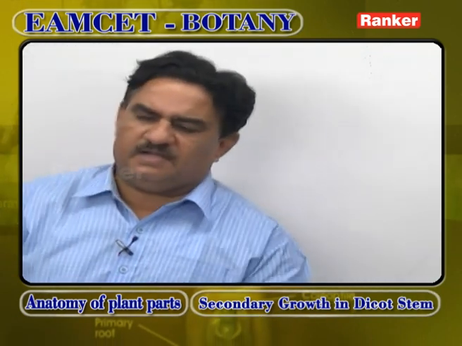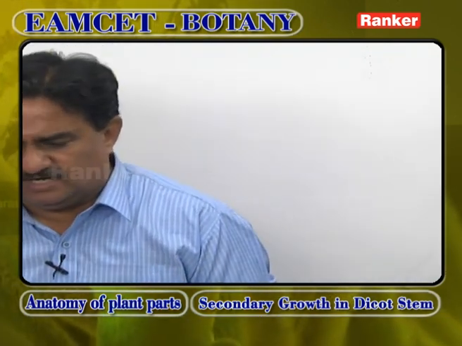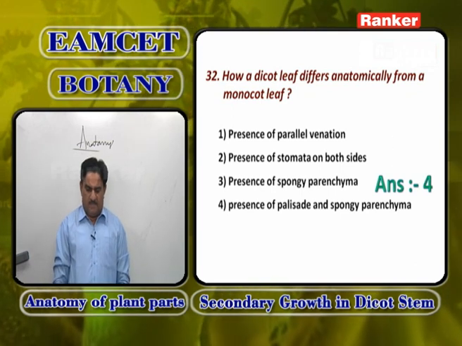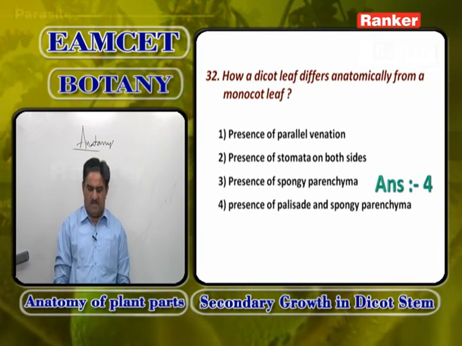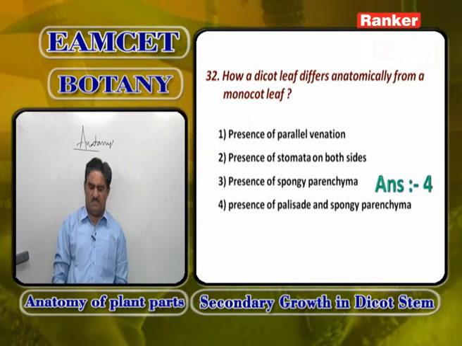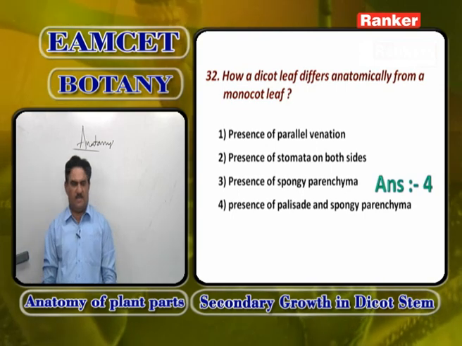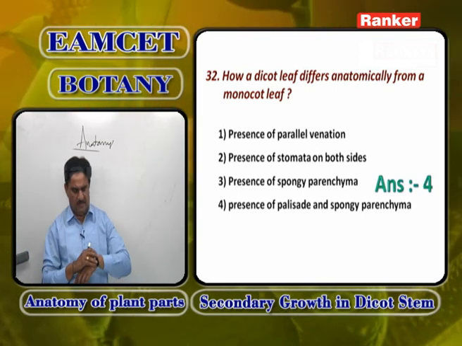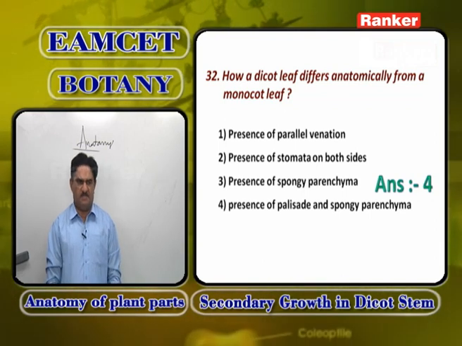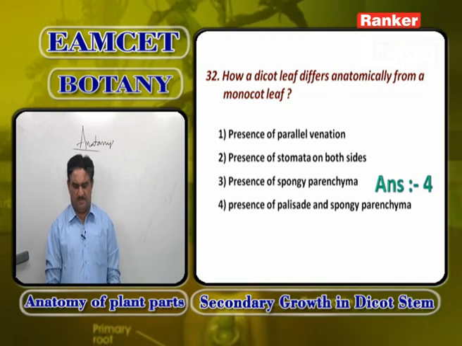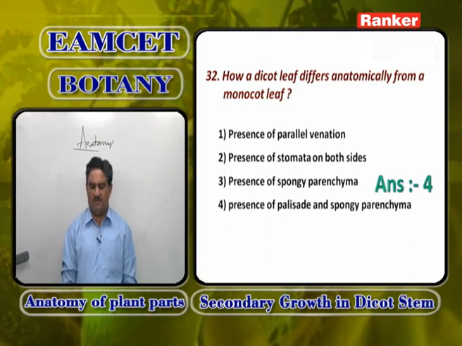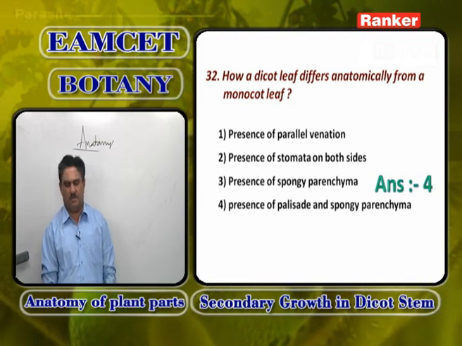So how a dicot leaf differs anatomically from a monocot leaf is not by the presence of parallel venation, not by the presence of stomata on both sides, not by the presence of only spongy parenchyma, but by the presence of palisade and spongy parenchyma. Palisade tissue are long columnar cells present towards the upper epidermis. Spongy is loosely arranged cells on the lower epidermis. So by the presence of palisade and spongy parenchyma, a dicot leaf differs anatomically from a monocot leaf.